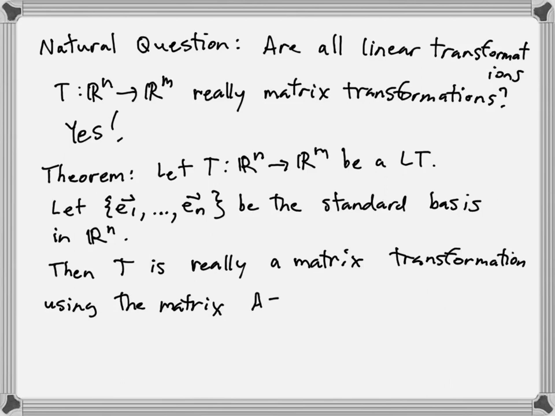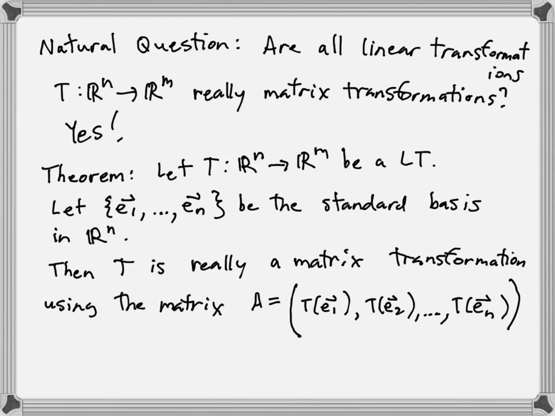So this is the important part. The way that you find the matrix is you see what T does to the basis elements. So T of e1, this is going to be your first column. T of e2, this is going to be your second column. And T of en, this is going to be your last column.